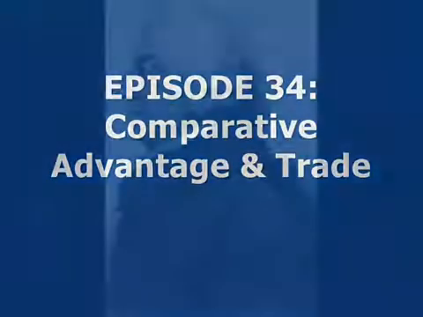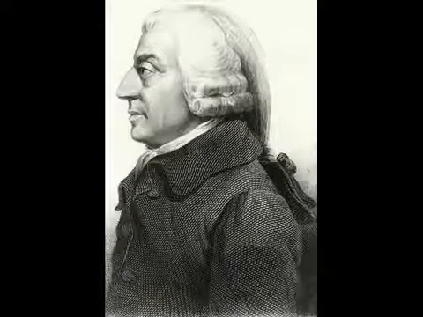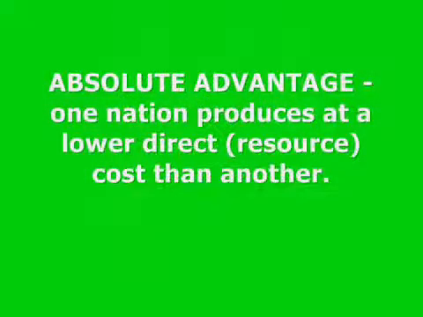Back in the 1700s, Adam Smith was the first person to formalize a model of international trade. Smith figured out that if countries specialized in producing those items where they had absolute advantage, which means your country can produce the good at a lower resource cost than other countries, and purchased items where they had an absolute disadvantage in production, they'd be better off.